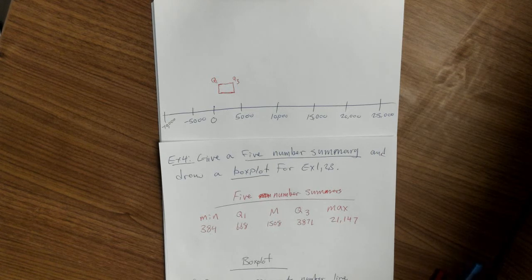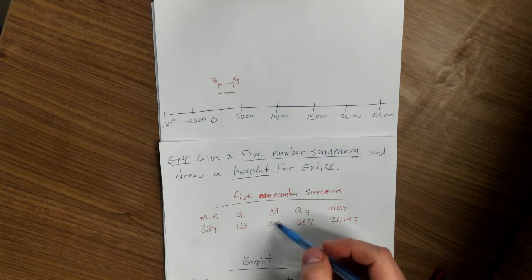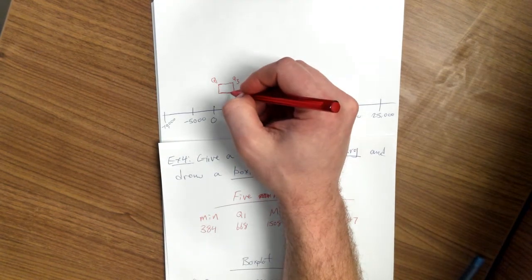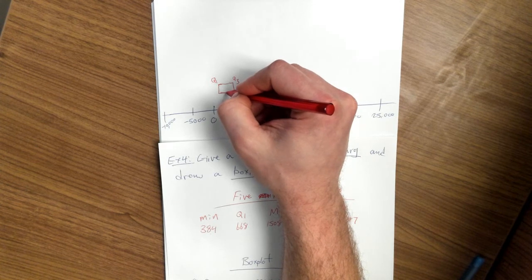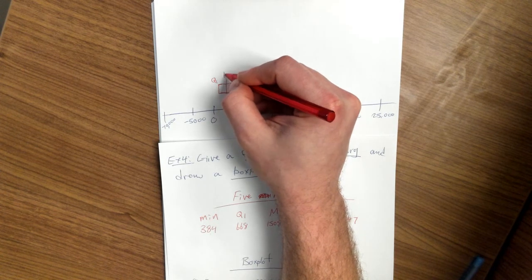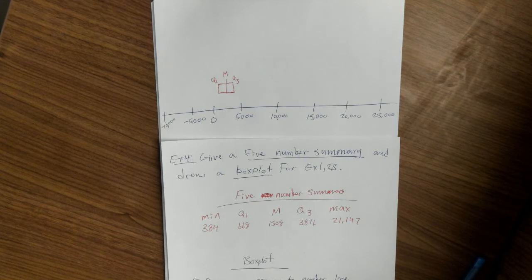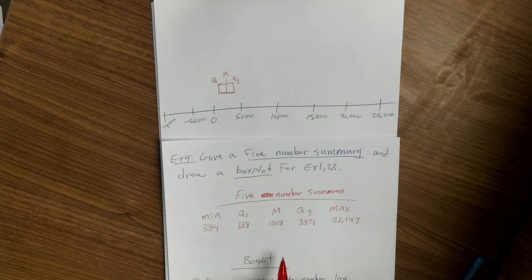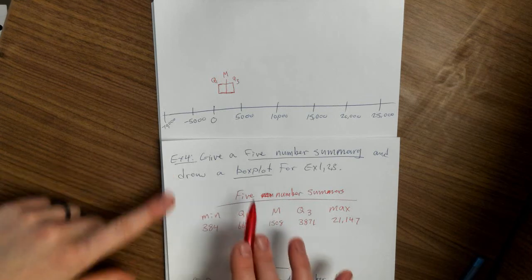Since we're here, and I should have written this in the steps, we want to also label the median, which is 1508. So 1508, let's just say the median is roughly here. And a 5-number summary always comes with a box plot, so you'll be able to relate back and forth what the numbers are meaning.